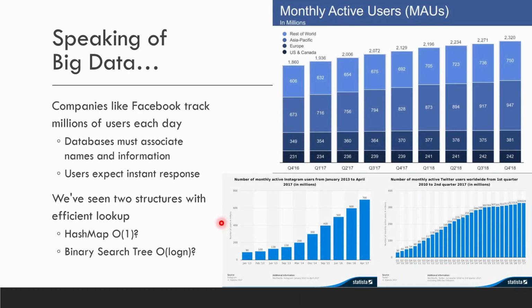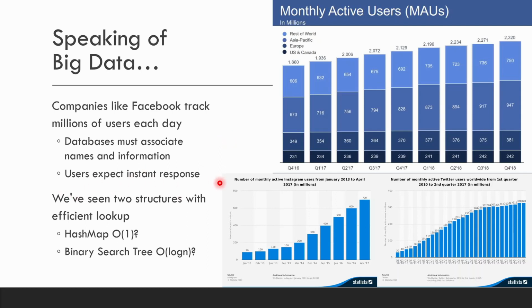Speaking of big data, here is a big chart of monthly active users for Facebook, where this is in millions of users. We see that Facebook has something like 2 billion monthly active users each quarter, which is pretty insane if you think about it. Companies like Facebook track millions of users every day. And to keep track of all these individual data points, databases are going to have to associate names with user information.